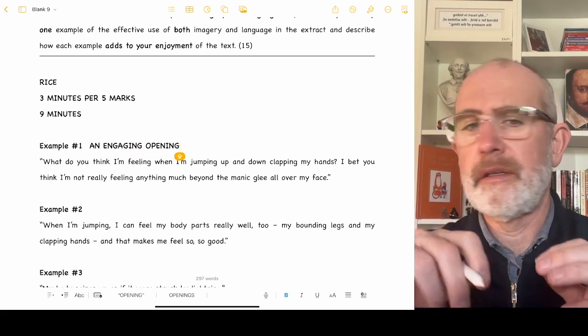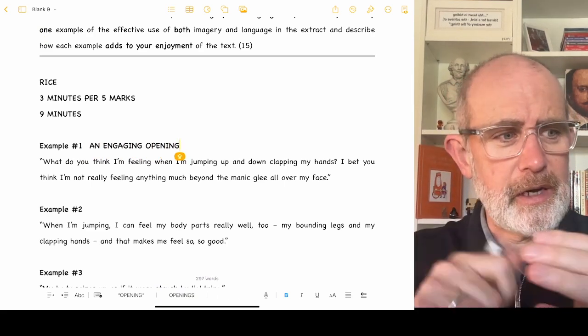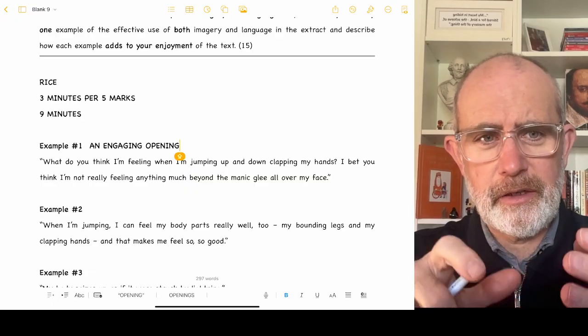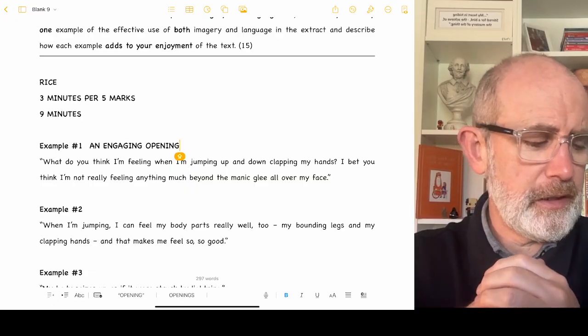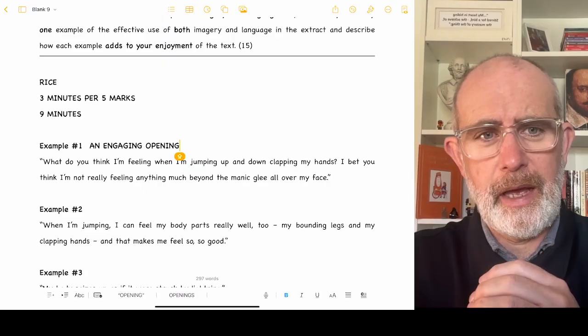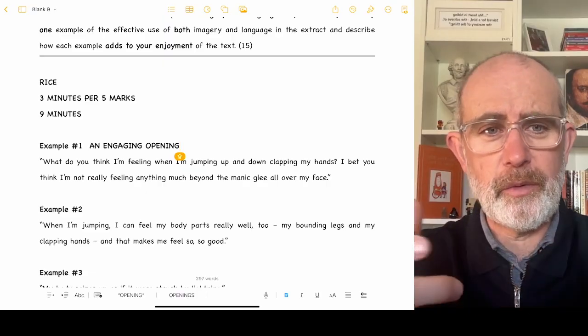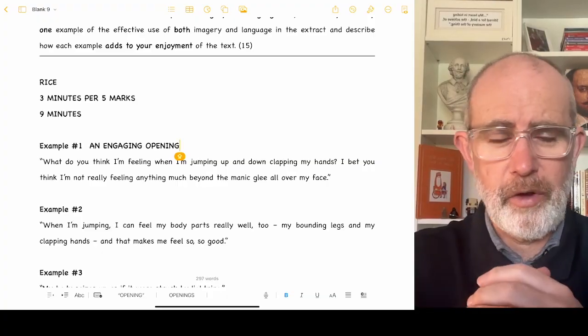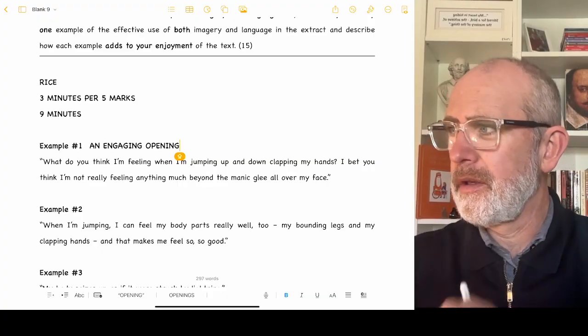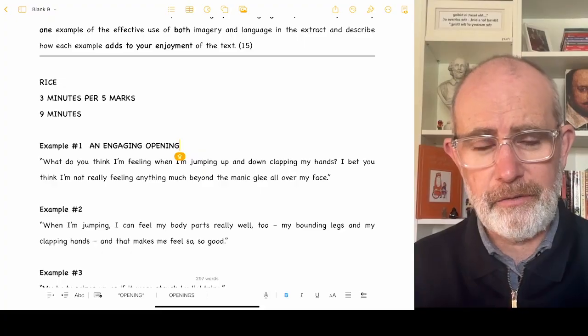All writing needs to be engaging at the start. All writers need to grab the attention of the reader, draw them in and encourage them to continue reading. Otherwise, what's the point? Otherwise, you're writing and nobody's reading your stuff. So the engaging opening, that's a part of language.